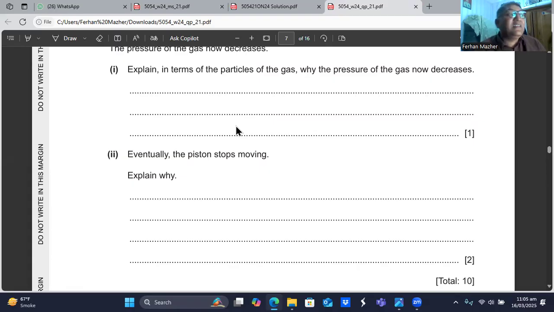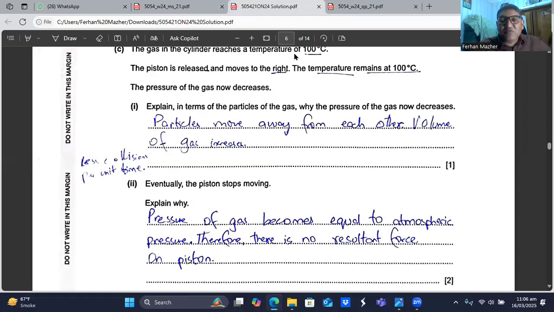At some time, what will happen? The pressure of the gas inside that cylinder will become equal to the pressure of the atmosphere. When the pressure of the gas in the container and the atmospheric pressure outside become equal to each other, the inward force from outside and the outward force from the gas pressure become equal, the resultant force becomes zero, and the piston stops moving. When the gas pressure becomes equal to the atmospheric pressure, the piston will stop moving because the resultant force will become zero. This is a 2 marks question.